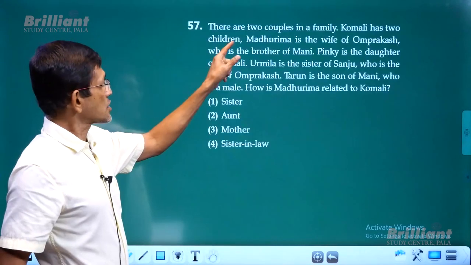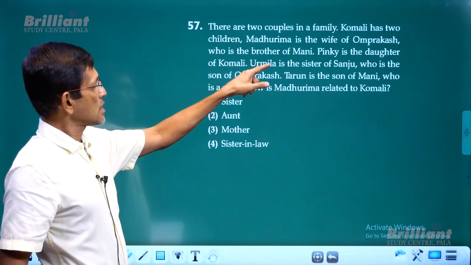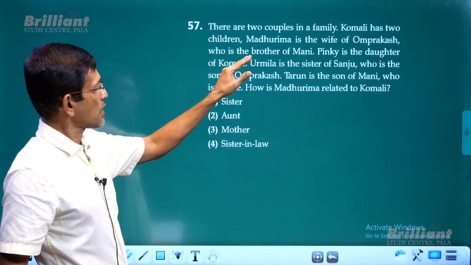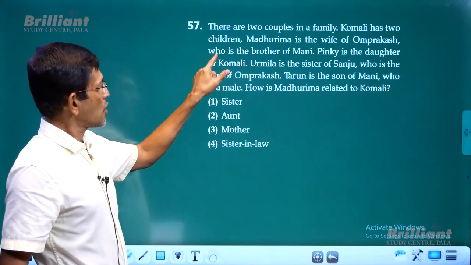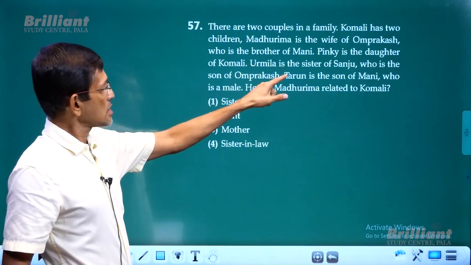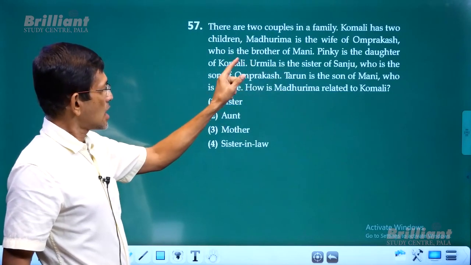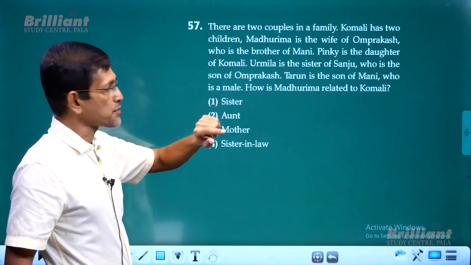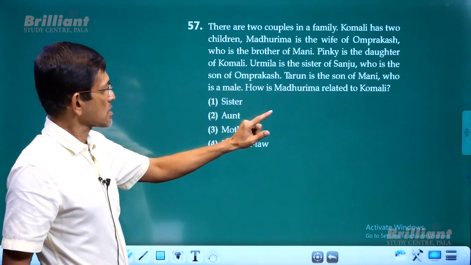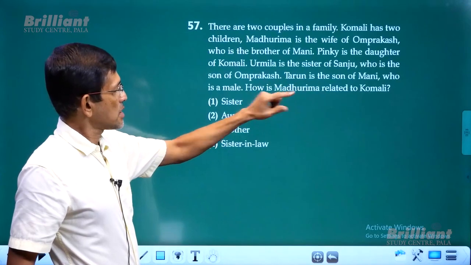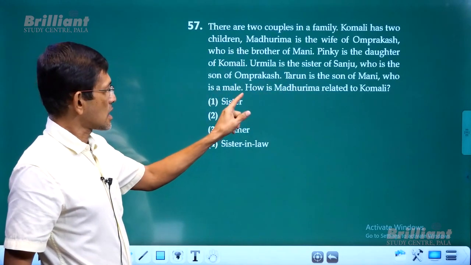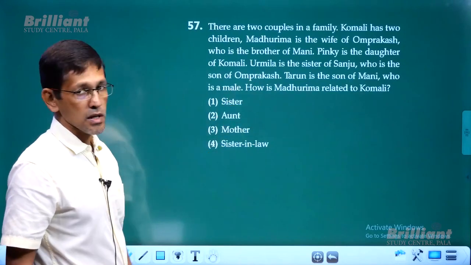In this case, there are two couples in a family, and each couple has two children. Madhurima is the wife of Om Prakash, and Om Prakash is the brother of Mani, and Pinky is the daughter of Komali, and Urmila is the sister of Sanchu, and Sanchu is the son of Om Prakash. Tarun is the son of Mani, and Mani is a male. Then how is Madhurima related to Komali?